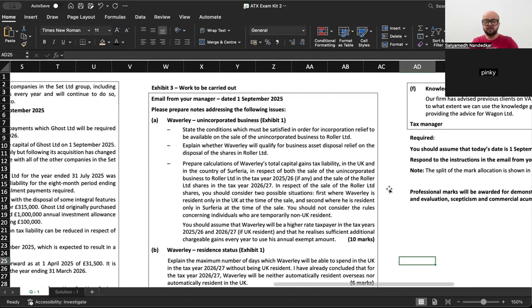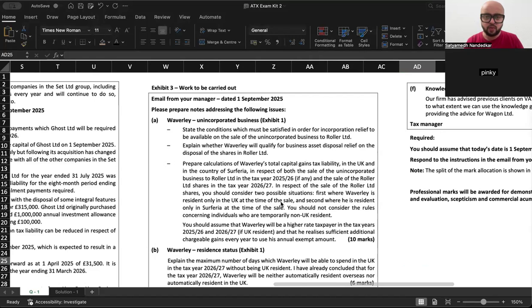In respect of the sale of Roller Limited shares, you should consider two possible situations. First, whether Waverley is resident only in the UK at the time of sale, and second, where he is resident only in Surferia at the time of sale. You should not consider the rules concerning individuals who are temporarily non-UK resident. Okay? So, the temporary UK residents situation that we saw in yesterday's question, they've specifically told you don't concern yourself with that. Keep it simple. So okay, we'll keep it simple that way.